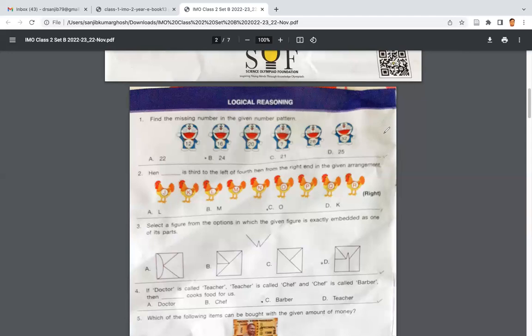The 12 plus 3. So 13, 14, 15, 16. Like of these, we can add. And the correct answer is 24. Very good. We are adding 4 to the previous number. So 12 plus 4 is equal to 16. 16 plus 4, 20. 20 plus 4 is 24. Excellent, Beta. Okay, now tell me number 2, Beta.